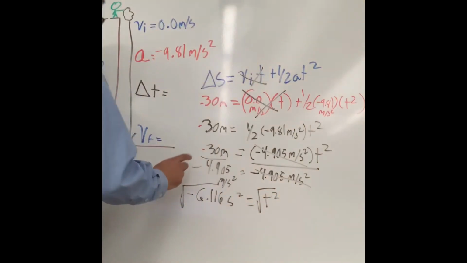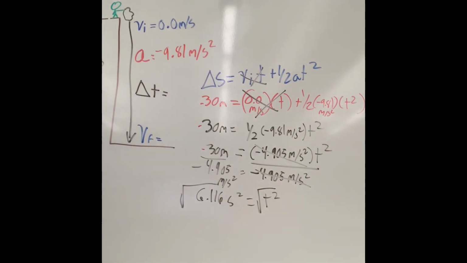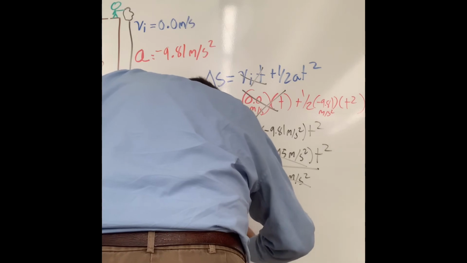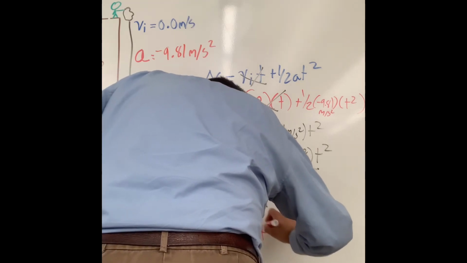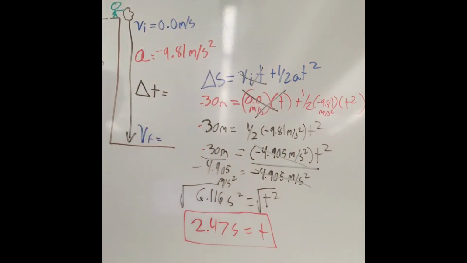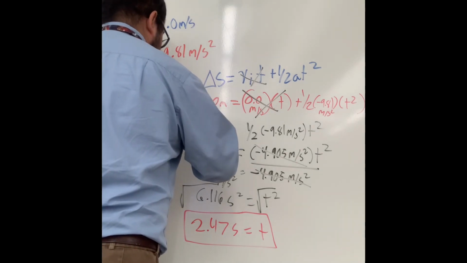And then negative 30 divided by negative 4.9 gives you 6.16. Okay? Which you can square root and get an answer of approximately 2.47 seconds equals your time. So your time should be about 2.47 seconds.